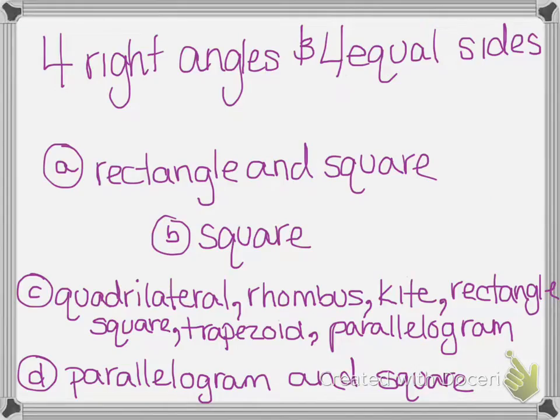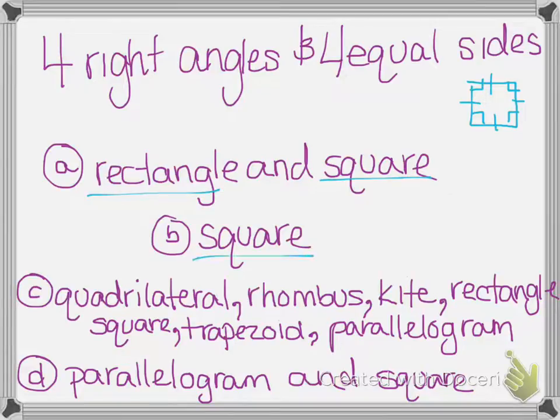Number 4 says, what are all the possible names for a polygon with 4 right angles and 4 equal sides? So if we look, we have 4 right angles and 4 equal sides. That shape is a square. Okay, if we look at A, we have a rectangle and a square. We know it's a square. A rectangle just needs 4 right angles. So it could also be a rectangle. So A could be correct.